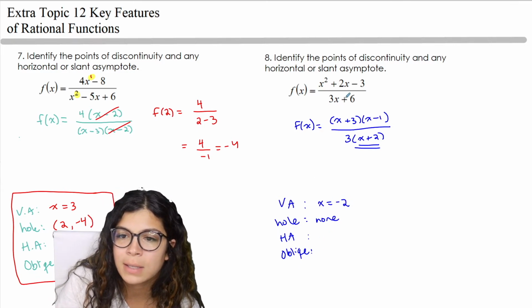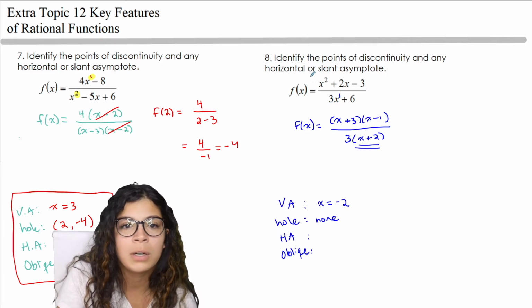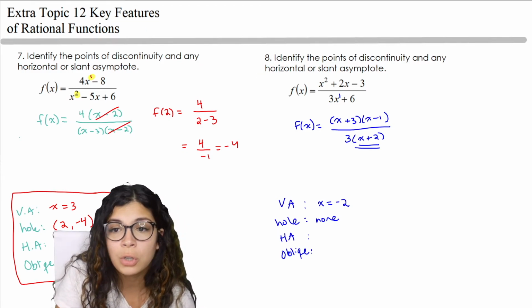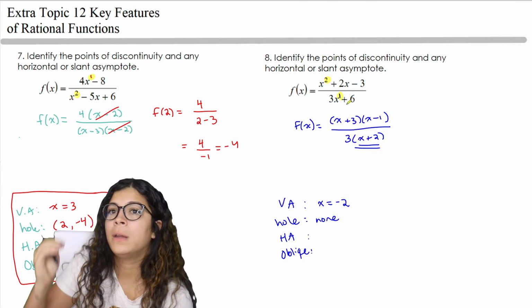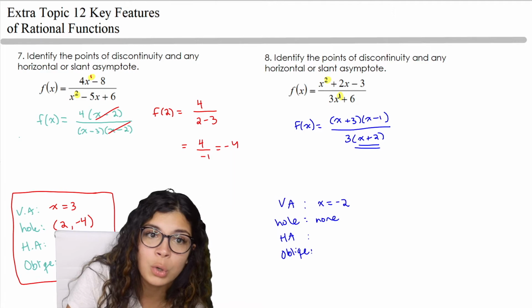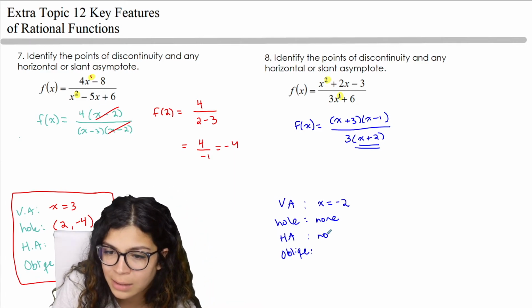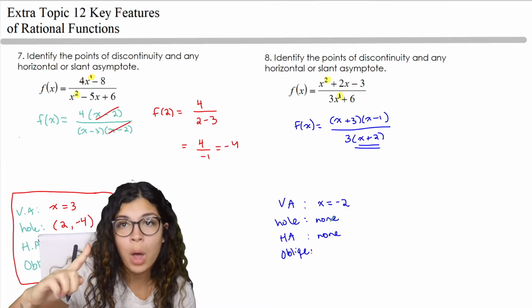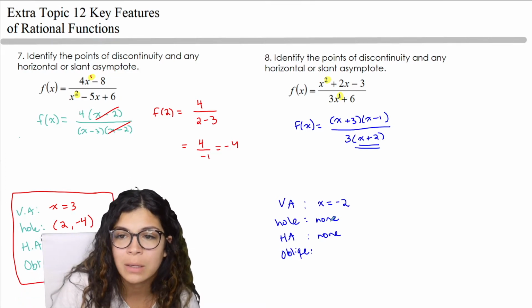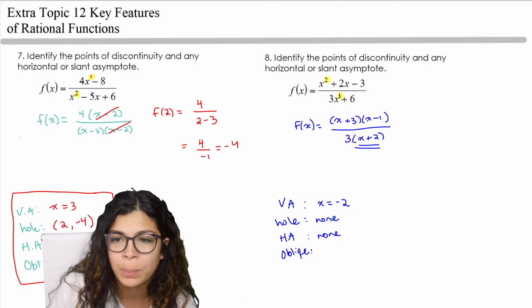Horizontal asymptote, let's take a look. The degree of the numerator is 2, the degree of the denominator is 1. So the degree is bigger in the numerator, which means that there is no horizontal asymptote. Now, the degree is bigger by 1, so there is an oblique. We now need to find this oblique.